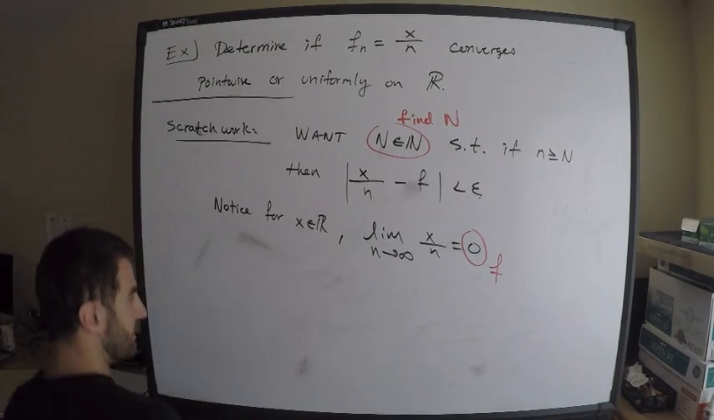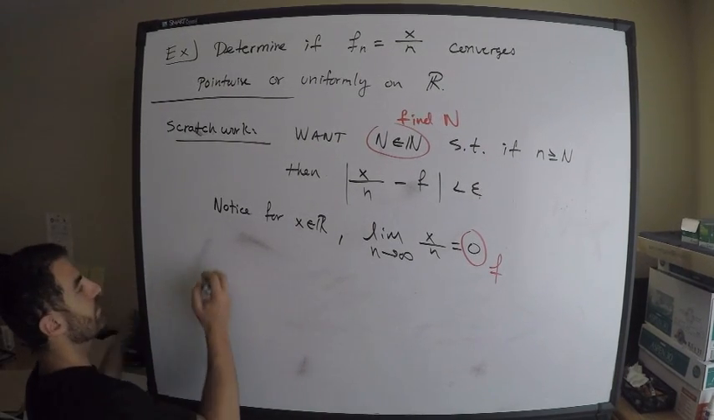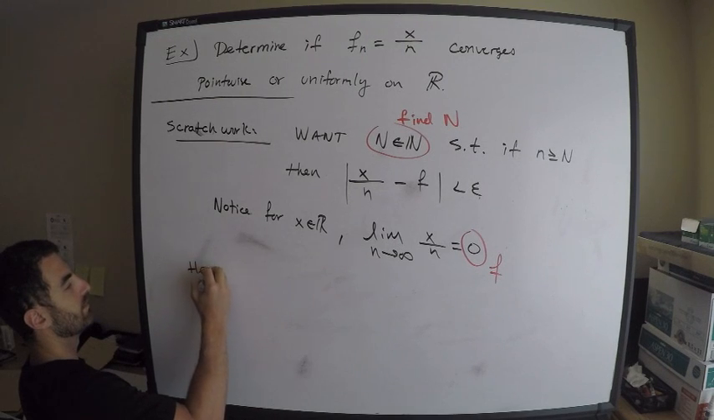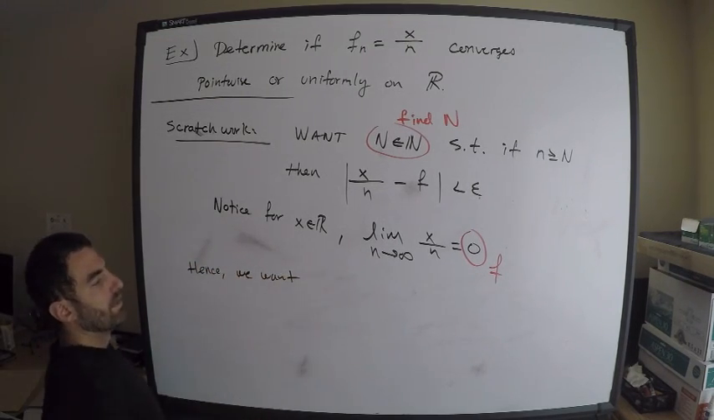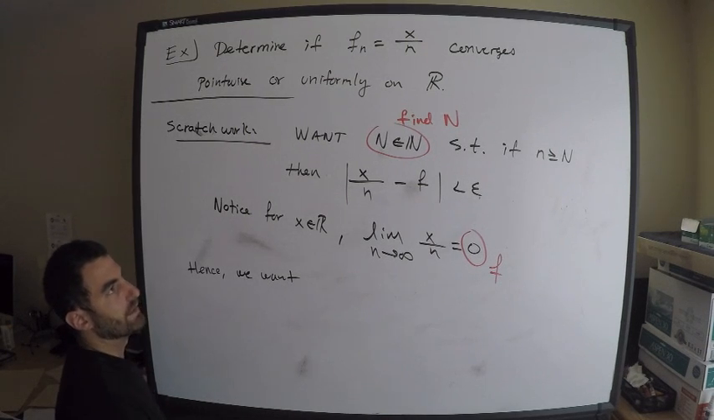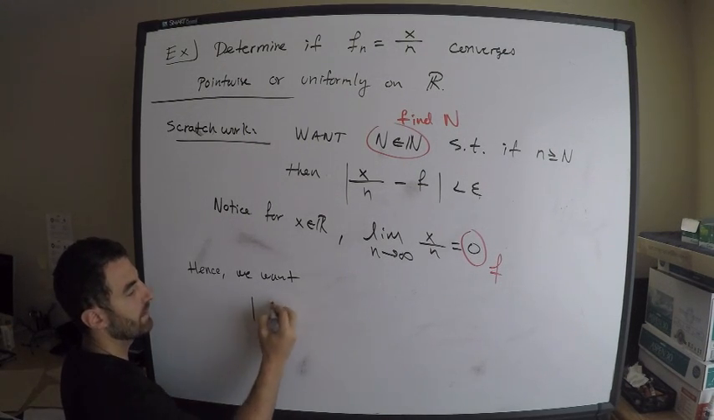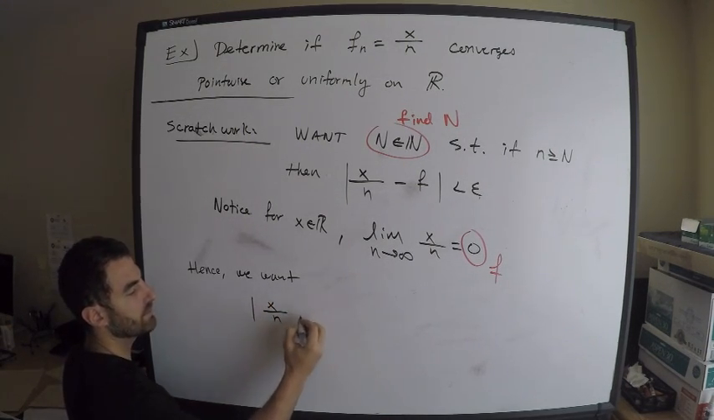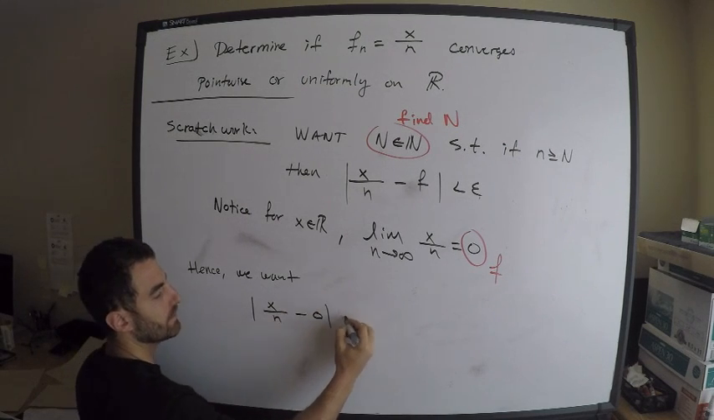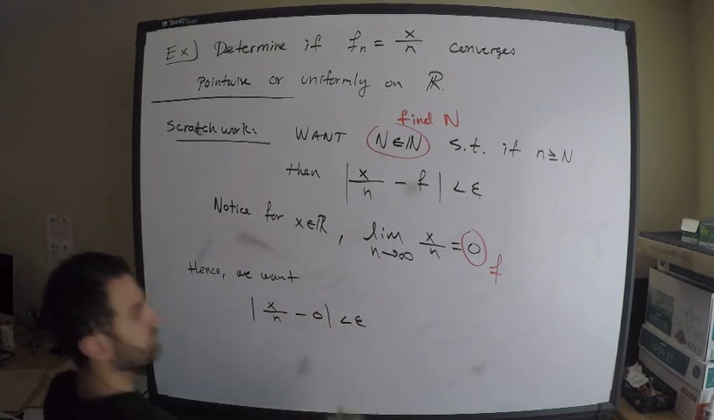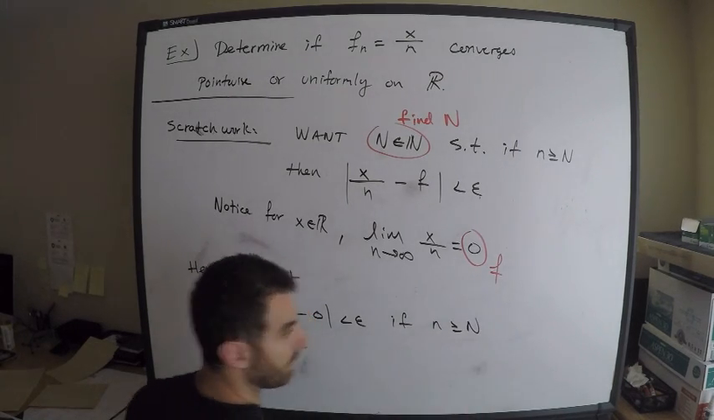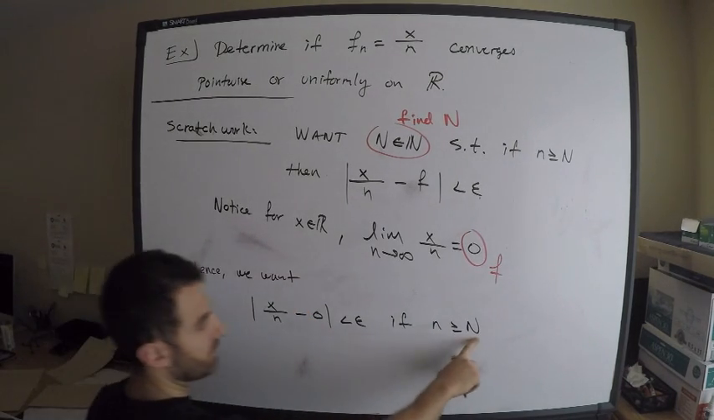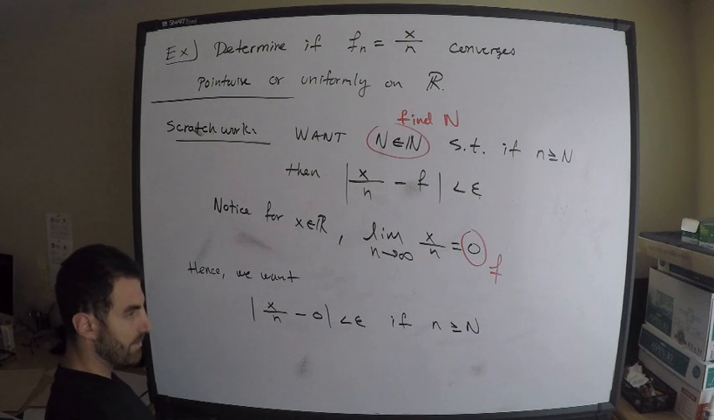Okay, let me just say this. So hence we do want the following. We want that the absolute value of x over n, this is still my scratch work, minus 0 is less than epsilon if n is greater than or equal to capital N. And we still need to find capital N, right? We need to find this capital N right here.